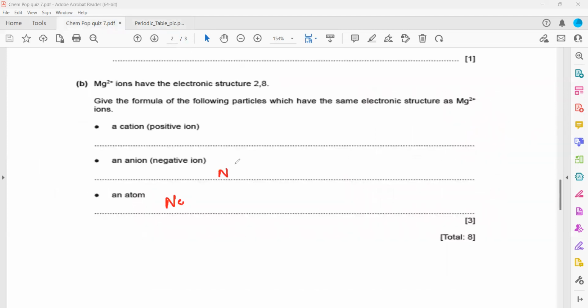The negative ion was nitride ion, or any one of them you can write, not all three. And the same thing, you can write here sodium ion or magnesium plus or aluminium plus.